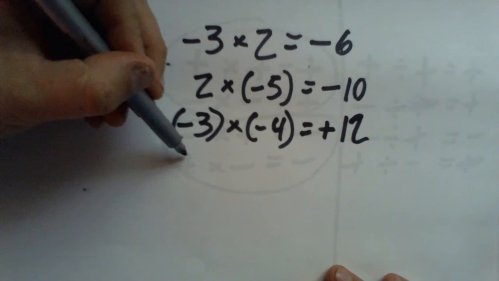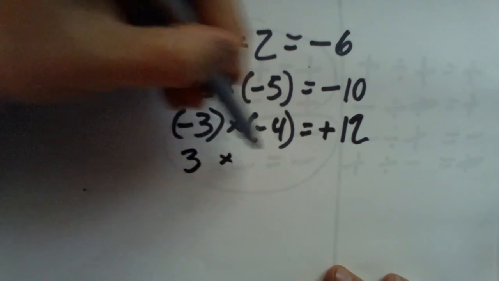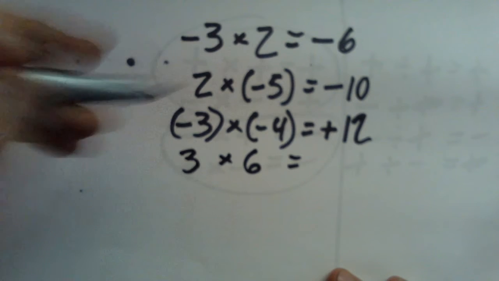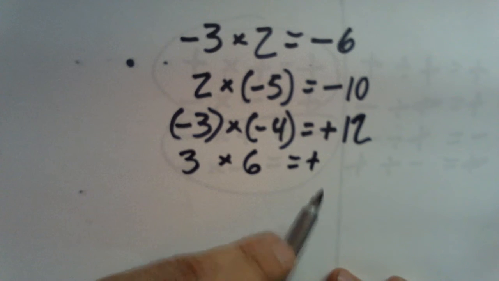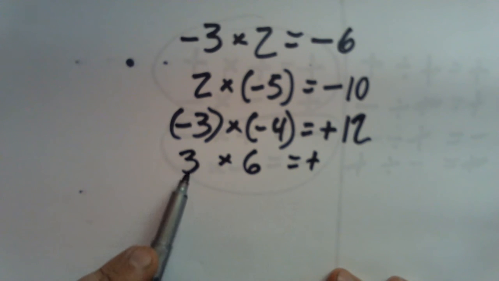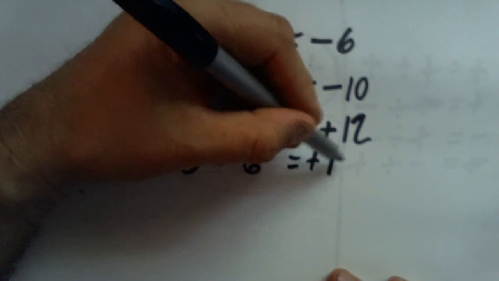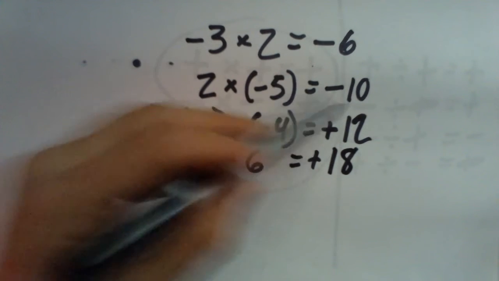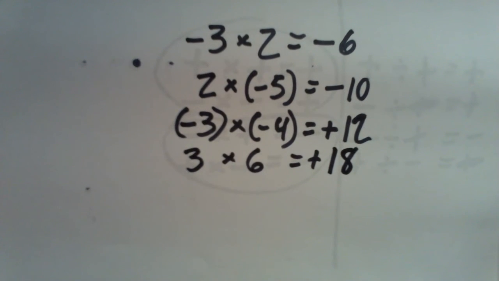So what's 3 times 6? Positive 3, positive 6. So it's going to be a positive. Again, we don't write the sign, but I'm doing it here to make the point. 3 times 6 is 18. So when the signs are different, it's negative. When the signs are the same, it's positive. Let's look at division. And it's going to be exactly the same.